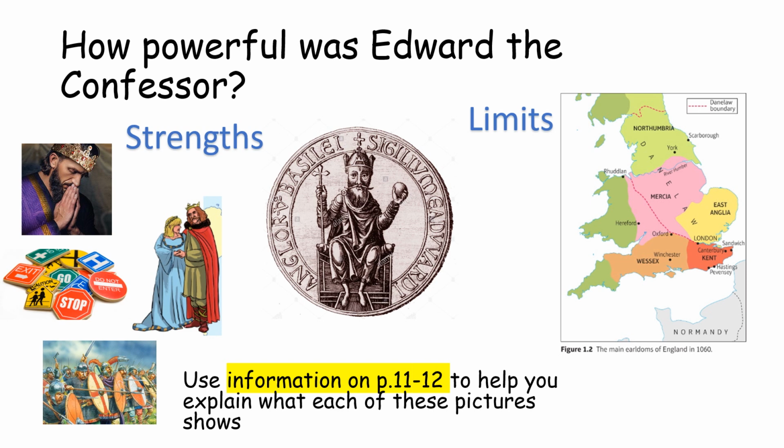So for each of these pictures, make sure you've written down a sentence or two. If you want to, you can draw your own pictures like these to help you remember. Remember the limits one, there's 2 limits. One is the Danelaw, and one is the fact that the earls are very, very powerful because they've got so much land. So pause the video while you draw or write about the strengths and the limits on Edward's power.